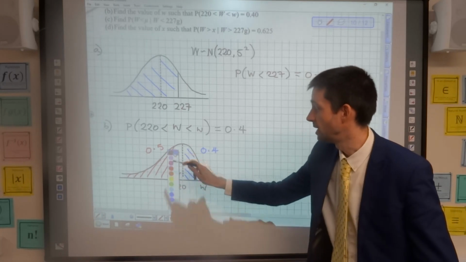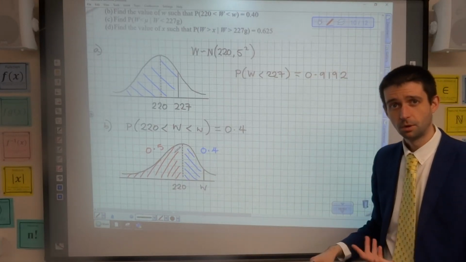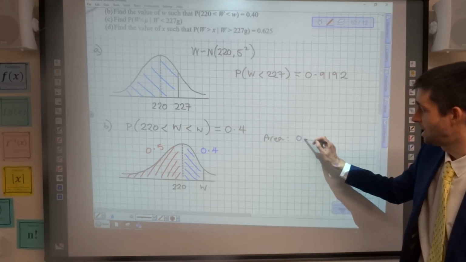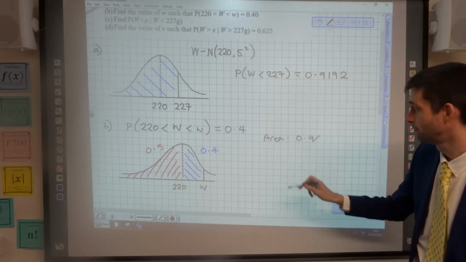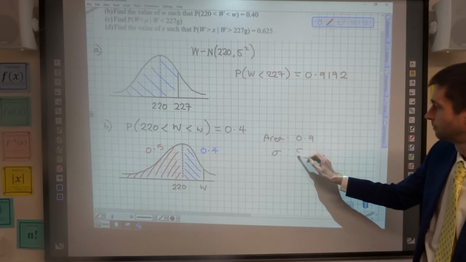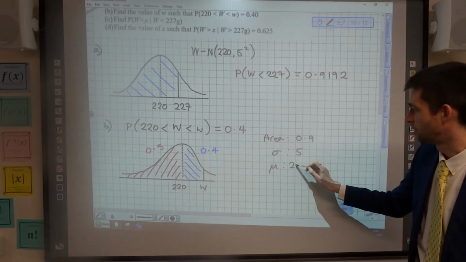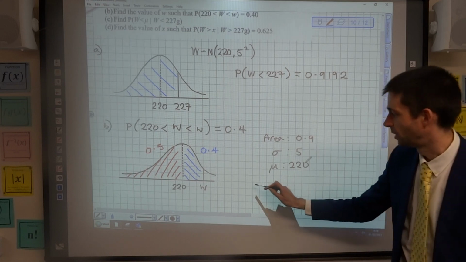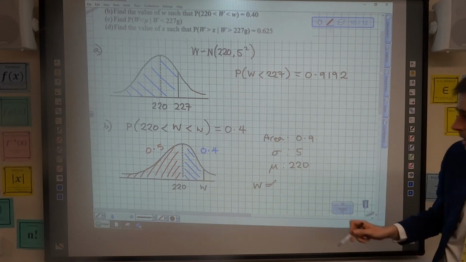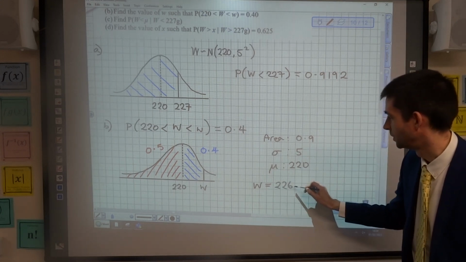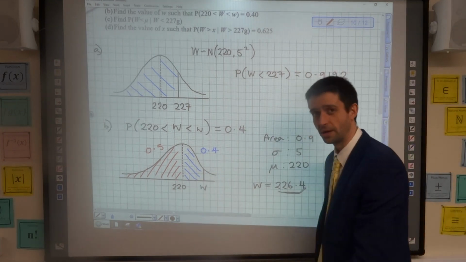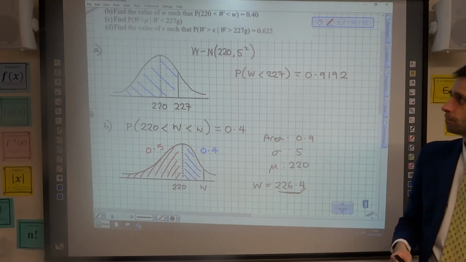So if I go into my inverse normal function, that's menu 7, option number 3 on the calculators, I'm going to need to tell it that the area to the left of the line that I want is 0.9, that the standard deviation is 5, and that the mean is 220. And if I put that into my inverse normal function on the calculator, it tells me that the value of W is 226.4, which makes sense. It's above 220, so I'm happy with that.